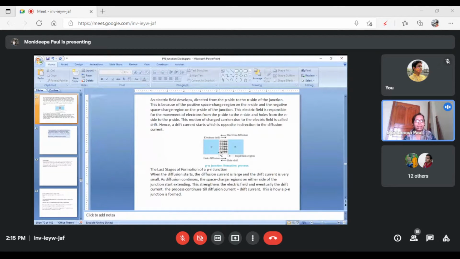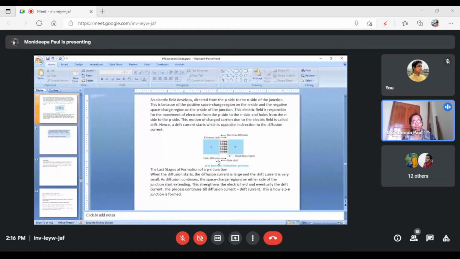After a certain time later, what happened? The number of positive ions accumulated on the n side and the number of negative ions accumulated on the p side increases. That means on the n side positive charge is there, on the p side negative charge is there. So a potential difference is created at the junction point.